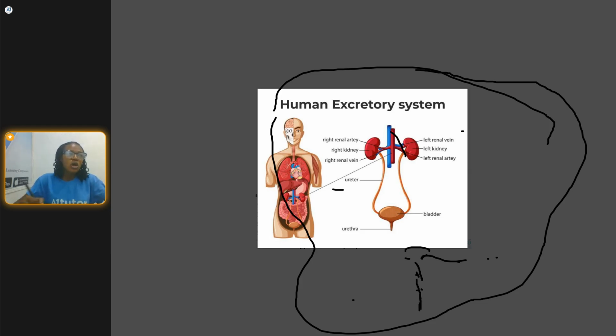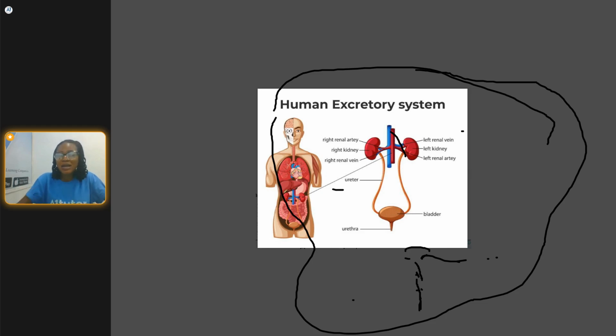All right, so however, kidney is not the only excretory organ. Kidney is not the only excretory organ for vertebrates. For vertebrates like us, kidney is not the only excretory organ. We are still going deeper into that.